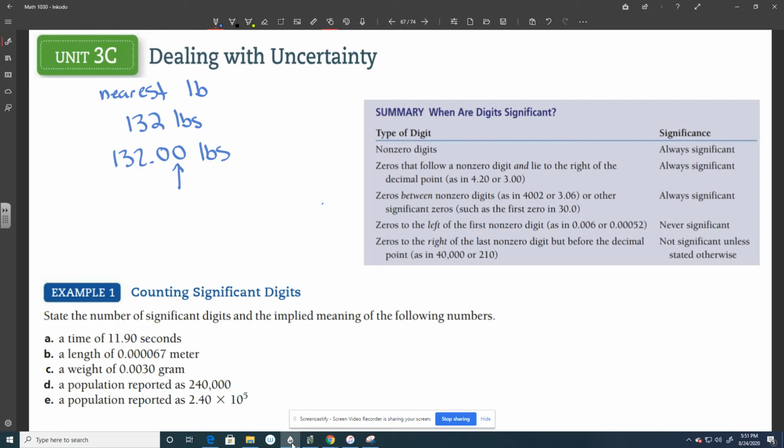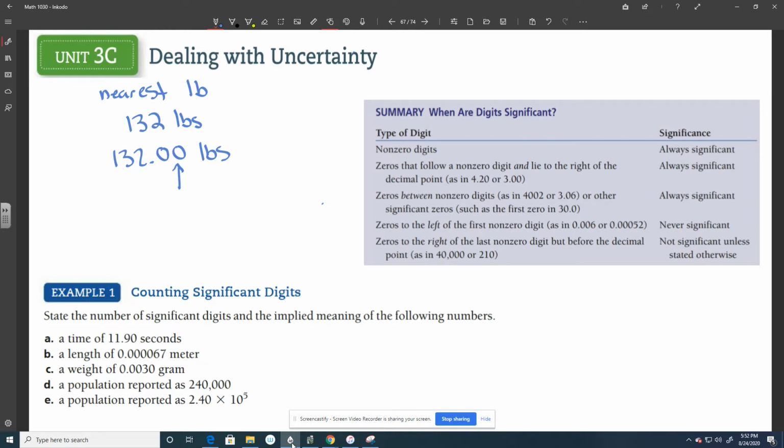So saying 132.00 implies that it actually got rounded out to the hundredths place. So these two, even though they're the same number, even though they mean the same thing, when you're dealing with measurements, they are read very differently, or the assumptions that go along with it are assumed very differently.